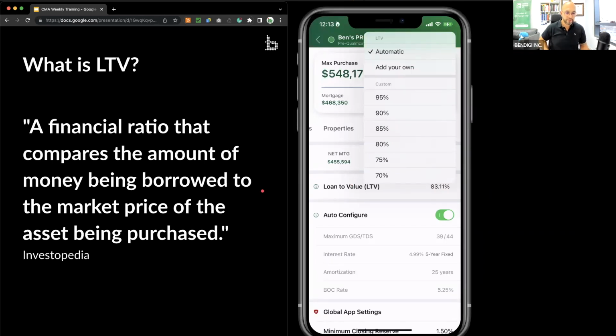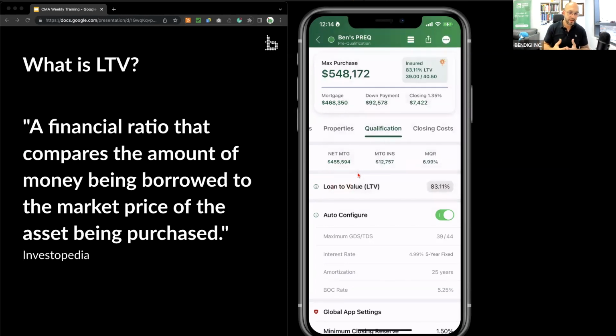So according to Investopedia, it's a financial ratio that compares the amount of money being borrowed to the market price of the asset being purchased. It's basically a financial ratio that helps lenders to assess the risk. The higher the LTV, the more risk. The lower the LTV, the less risk for the lender.